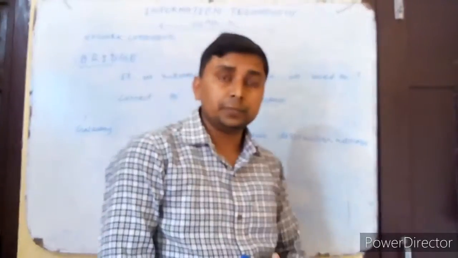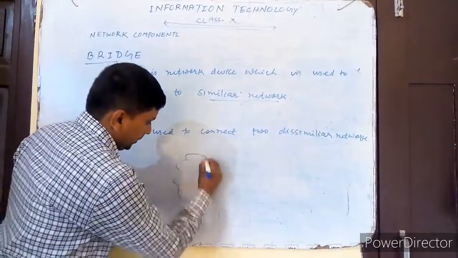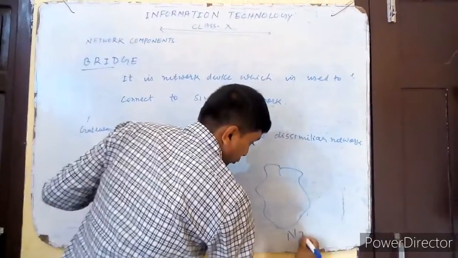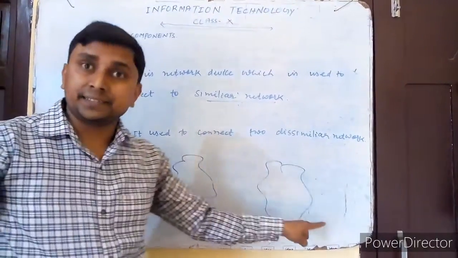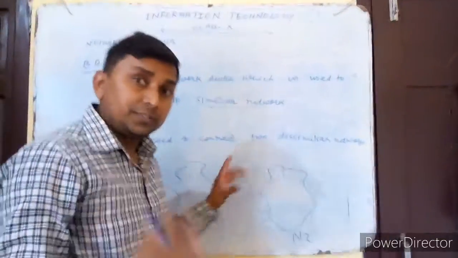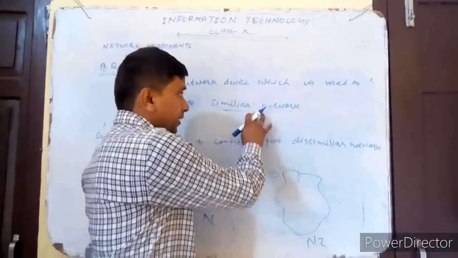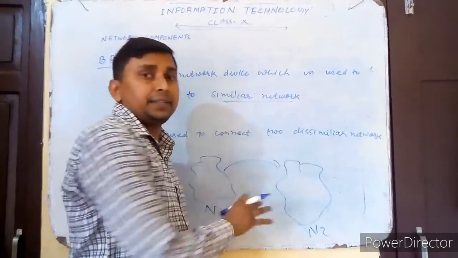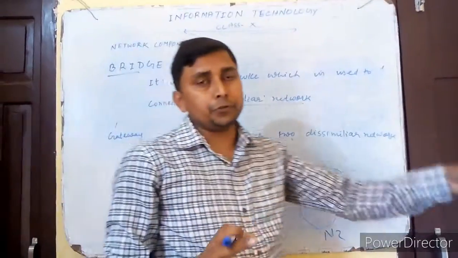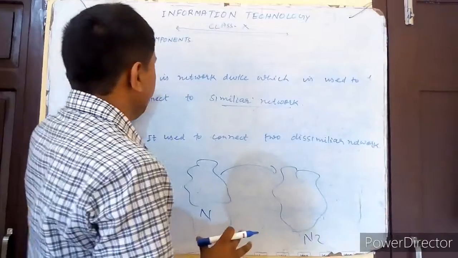What do you mean by similar networks? Similar networks means, suppose network 1 and network 2, their network architecture is the same. They work on the same protocols. Here the meaning of similar networks is that their network architecture and configuration are the same, and they use the same protocols. Then they can be connected with the help of a bridge.